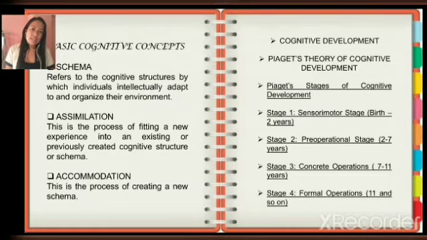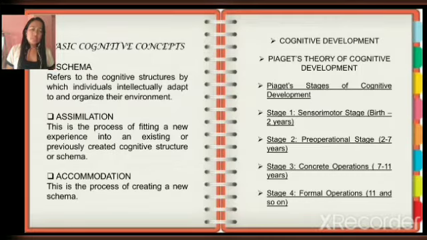The next is assimilation. This is the process of fitting a new experience into an existing or previously created cognitive structure or schema. Next is accommodation. This is the process of creating a new schema.